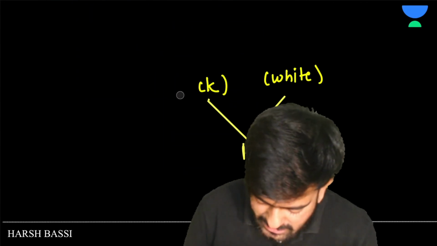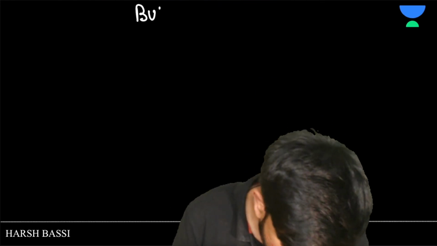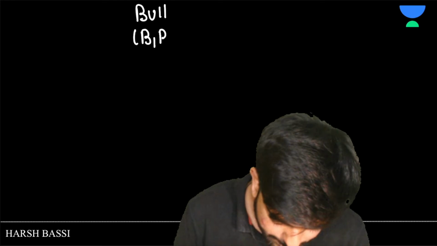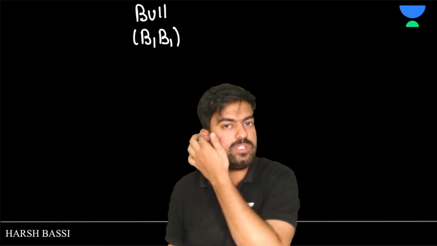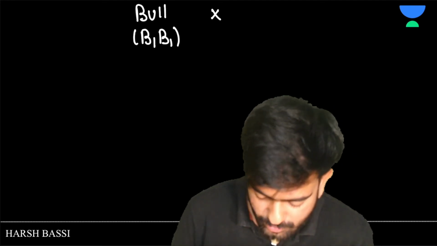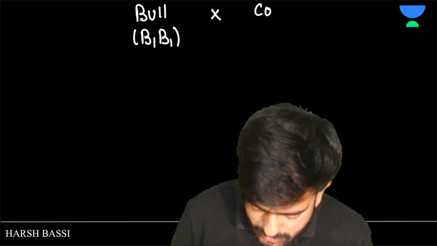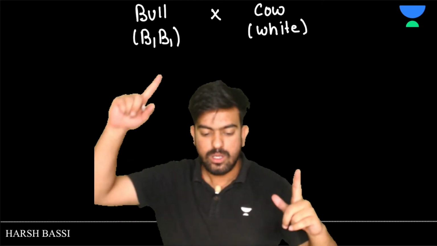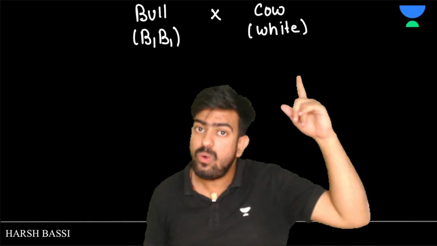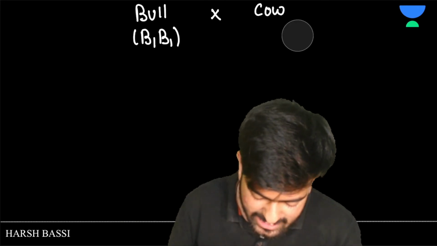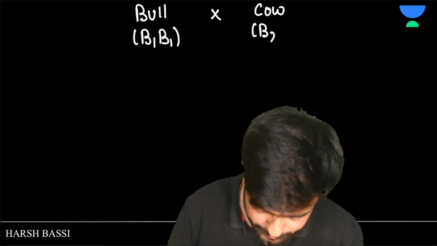See. So we are taking again that example of a bull and a cow. So we have bull. Bull is, suppose, black in color. So I am going to write it as B1 and B1. And here we have cow which is white in color. We have bull as B1 and B1, and we have cow as white color which is represented as B2 and B2. Clear? Great, sir.